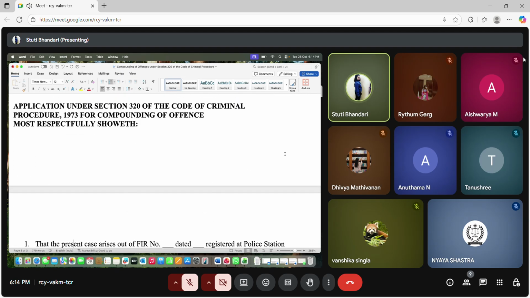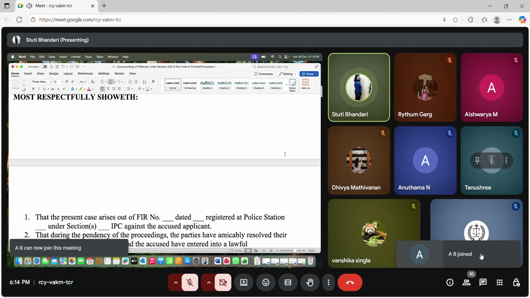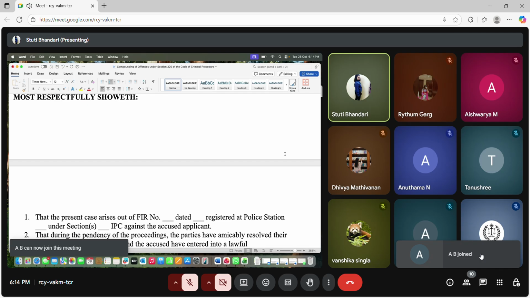Application under section 320 of the CRPC 1973 for compounding of offence. Most respectfully showeth that the present case arises out of FIR number dash dated dash registered. First you will tell what is the nature of the case, and that it is a compoundable case. You will also mention if it is compoundable with the permission or without the permission, and that you have decided to amicably resolve it, and therefore the present case shall be compounded. This would be the prayer.